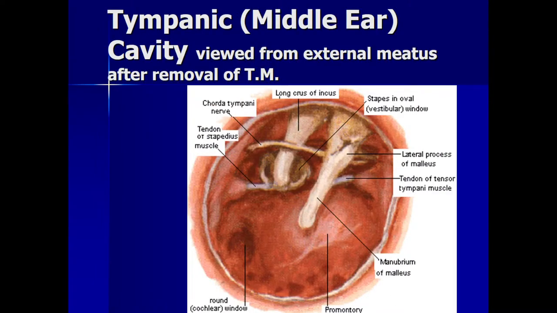It's an inner part of the tympanic membrane. And so we can see the same structure from the other side. Also manubrium of the malleus, lateral process of malleus, tendon of tensor tympani muscle, stapes in oval window, long crus of incus, chorda tympani nerve, tendon of stapedius, and round window.